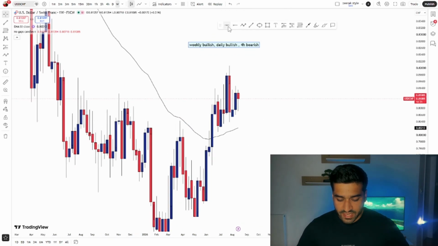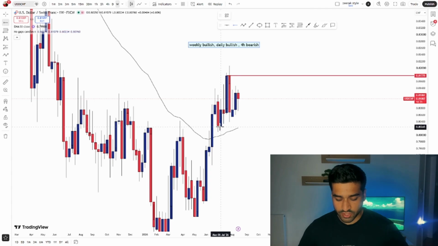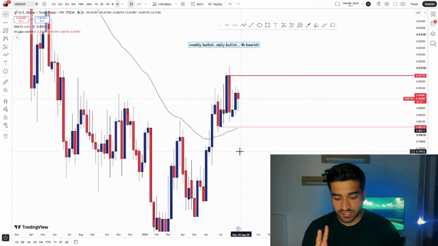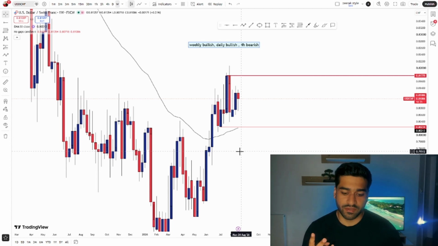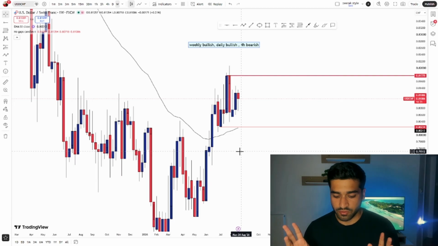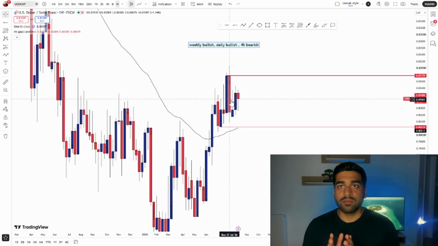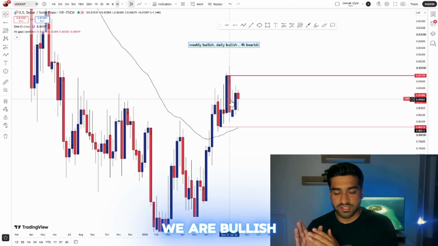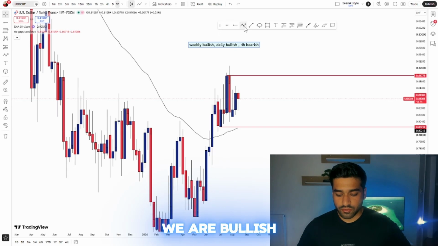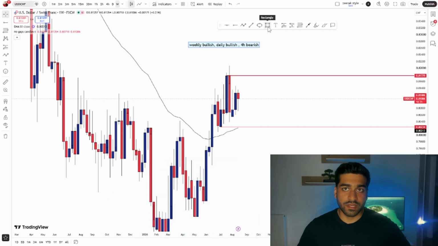So from this line in the weekly to this line, we are bullish. 2 time frame in sync. We need just 2 time frame in sync to go to the upside or to the downside. In this situation, we have 2 time frame in sync, the weekly and the daily. The 4 hour is bearish. We don't need the 4 hour because we have 2 time frame in sync. So we are bullish and we are going to the upside. This is our buys.